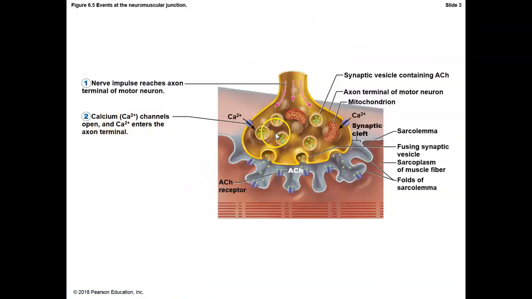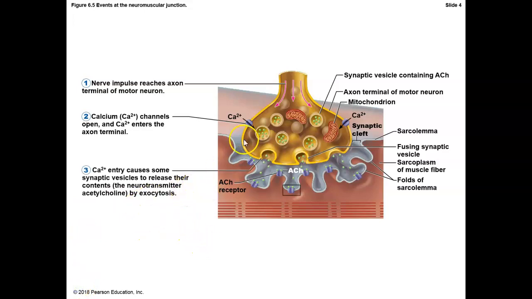Step 2, the calcium channels open and calcium enters into that end bulb. What happens then is the calcium will bind to the vesicles, and that allows the vesicles to release their acetylcholine via exocytosis. Step 3, calcium enters, binds to the vesicles, and the vesicles release their chemicals via exocytosis. The chemical, again, is acetylcholine.